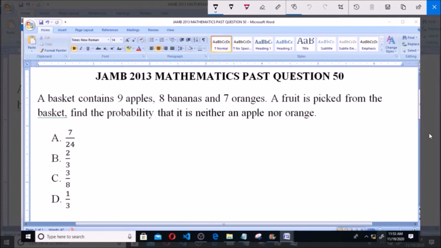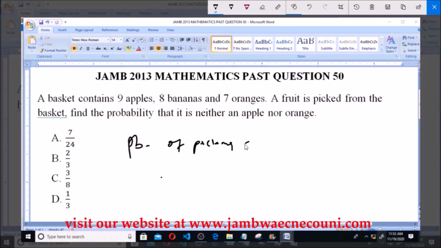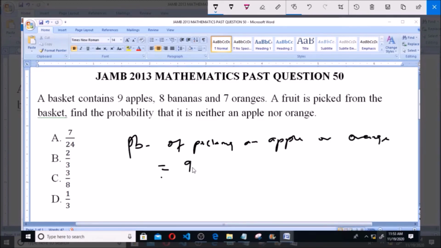Now, the probability of picking an apple or orange is equal to 9 over 24 plus 7 over 24, and that will give us 16 over 24. Now reducing 16 over 24, 8 into 16 will give us 2, and 8 into 24 will give us 3, so that's 2 over 3. Now this is the probability of picking an apple or orange.